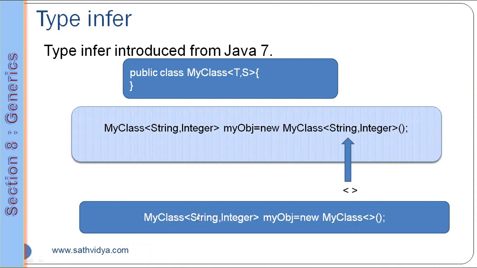So here Java itself infers all the types here. You do not need to explicitly say them. Now this statement is no more a raw type.